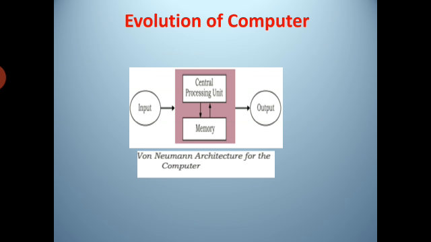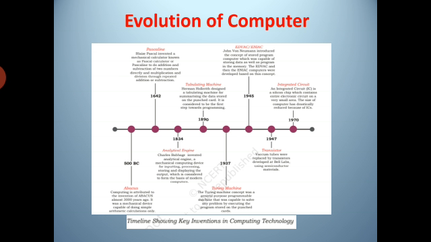Electronic Numerical Integrator and Computer is the first binary programmable computer based on von Neumann architecture. The evolution of computer devices is shown through a timeline graph which is given on your screen. In 500 BC, computing is attributed to the invention of the abacus almost 3000 years ago. It was a mechanical device capable of doing simple arithmetic calculations only.